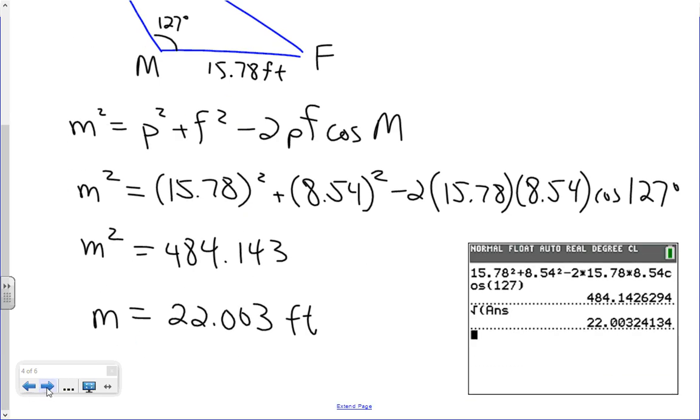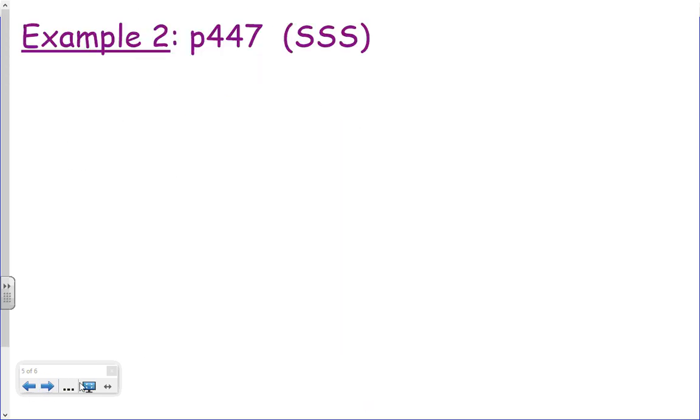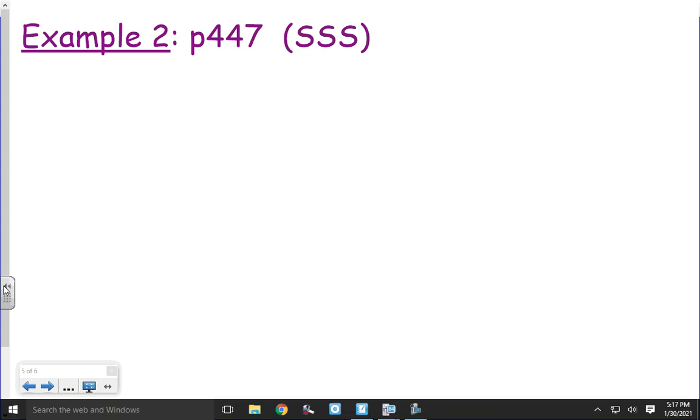All right, let's take a look at another example here. Look at example 2. This time it again says side, side, side at the top, so that's a little bit of a spoiler for us, but nonetheless, they're going to give us 3 sides and we're going to try to find an angle, it looks like. So they tell us in triangle XYZ that x is 3 meters, y is 7 meters, and z is 9 meters. So again, give yourself a sketch of a triangle to work with.